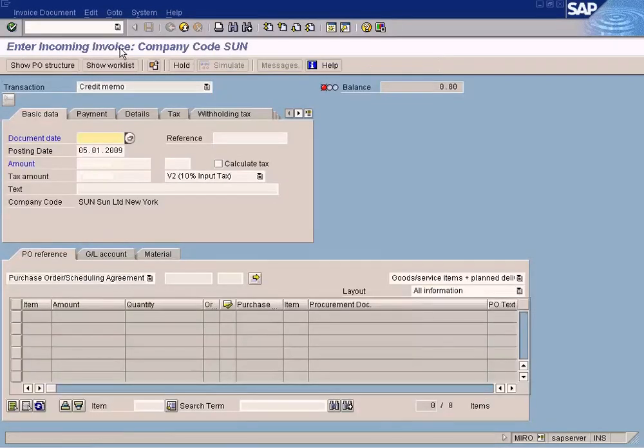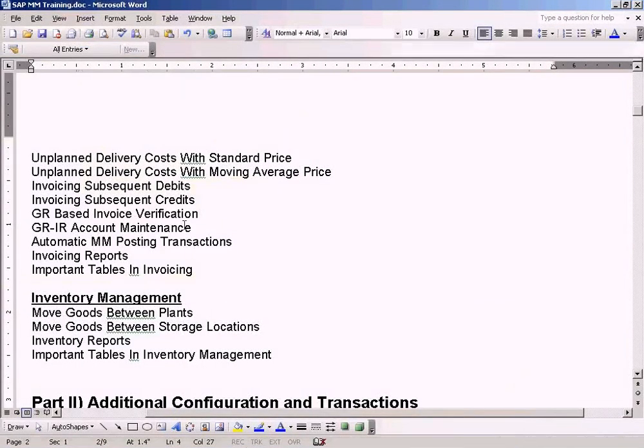So go to MIRO and okay, I'll continue this with part 2 tomorrow. I'll end this topic at part 1 now for subsequent debit.